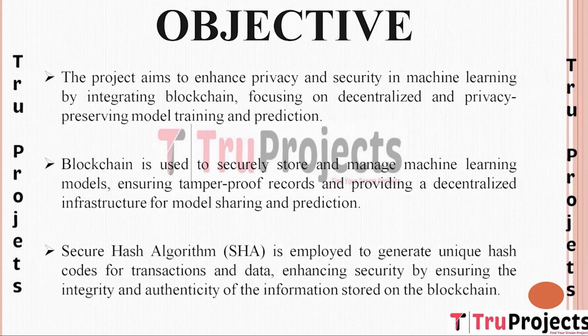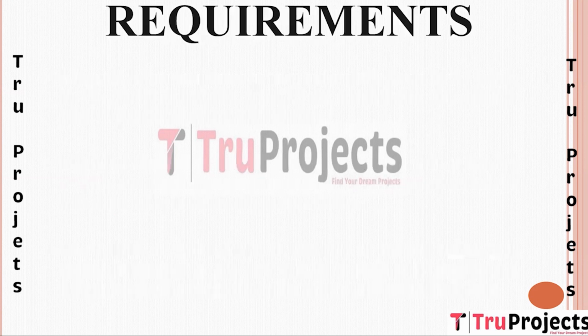Secure Hash Algorithm (SHA) is employed to create unique hash codes for transactions and data stored on the blockchain. This enhances security by confirming the integrity and authenticity of information, providing a robust foundation for the entire system.